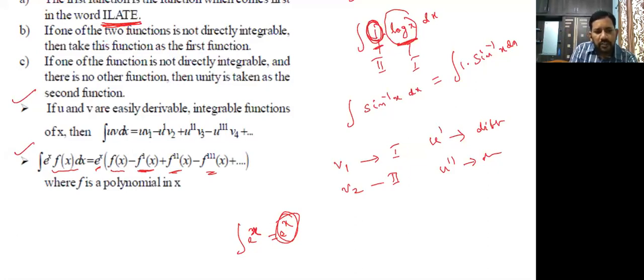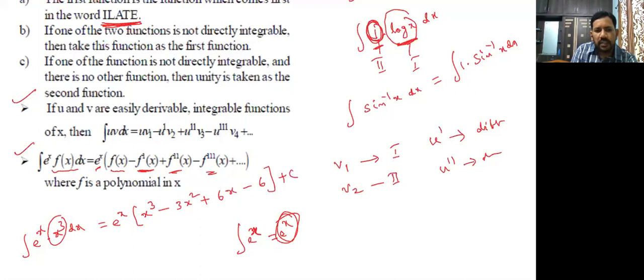Students, all of you understood? For example, suppose integration of e power x into x cube dx. Here f of x is x cube. Now by using the above formula, how to write? It is x cube minus f dash of x, that means 3x square, plus 3x square derivative 6x, 6x derivative minus 6, plus c. This is the answer.